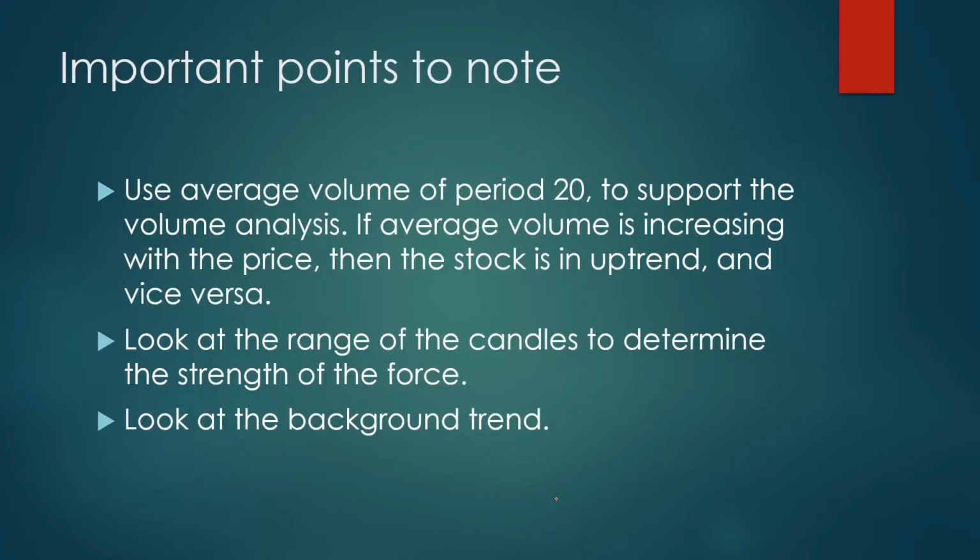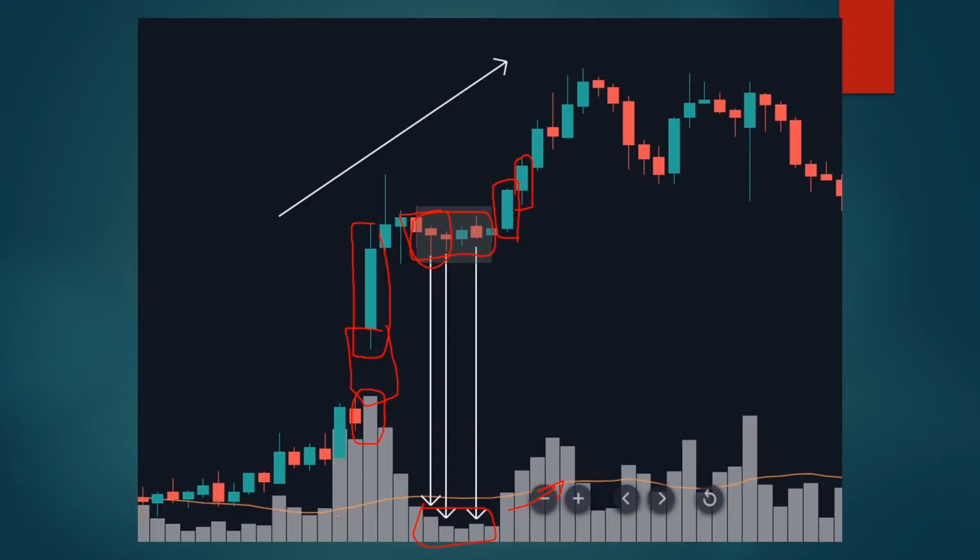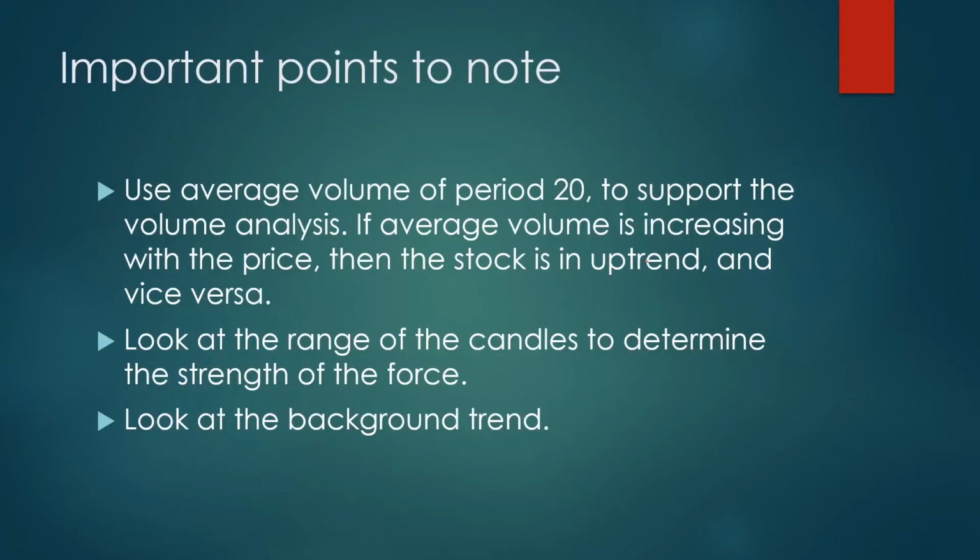Now, these are some important points which I need you guys to note. Firstly, the average volume should be used in correlation with the volume. For average volume, in my case, I would prefer a period of 20. Now, this is to support your volume analysis and strengthen your analysis. Again, if the average volume is increasing with the price, then the stock is in an uptrend. If you guys could see, the average volume is represented by this line, which is followed by the volume. The average volume was increasing, and so was the price, and so you knew that the price is going to head higher, and that is exactly what happened in the market.